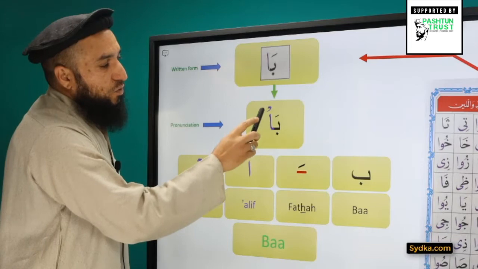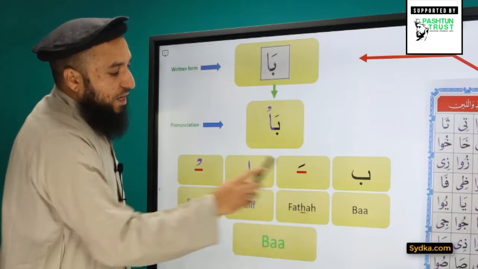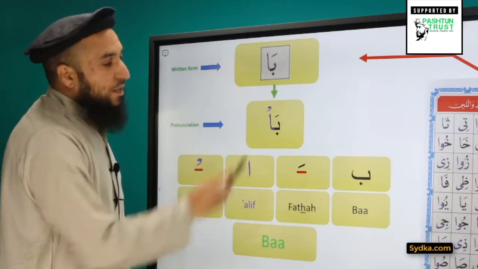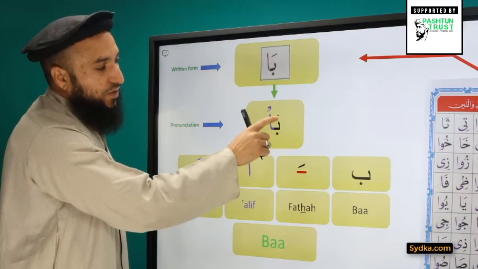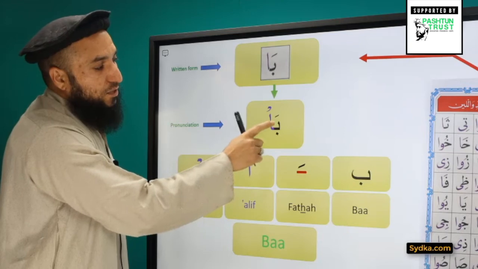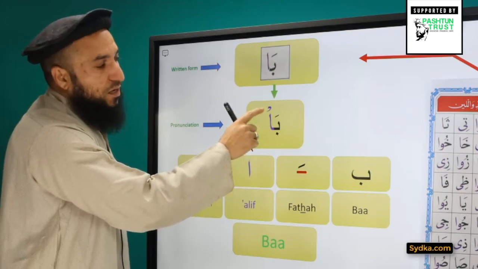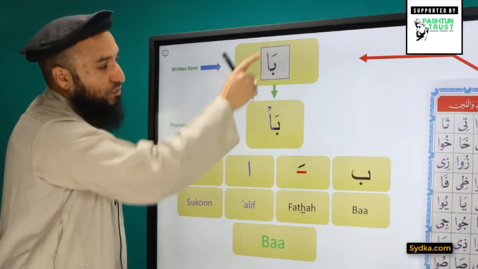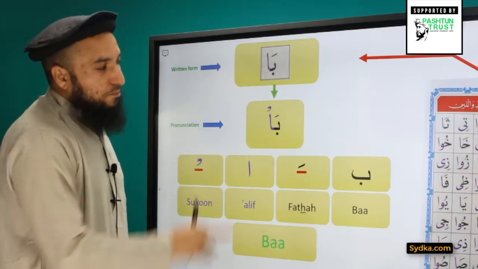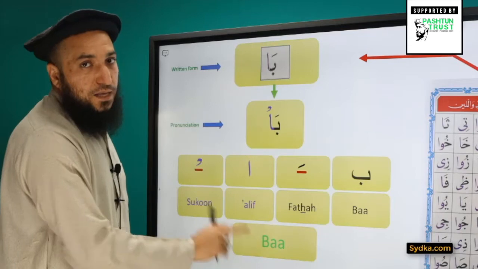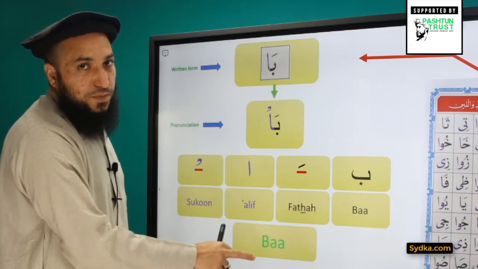Ba fatha alif sukoon ba. Ba is a light letter, it has fatha on top of it, and it is followed by alif, which has hidden sukoon. As hidden sukoon, I put it here. So it is prolonged for two counts. Ba fatha alif sukoon ba.